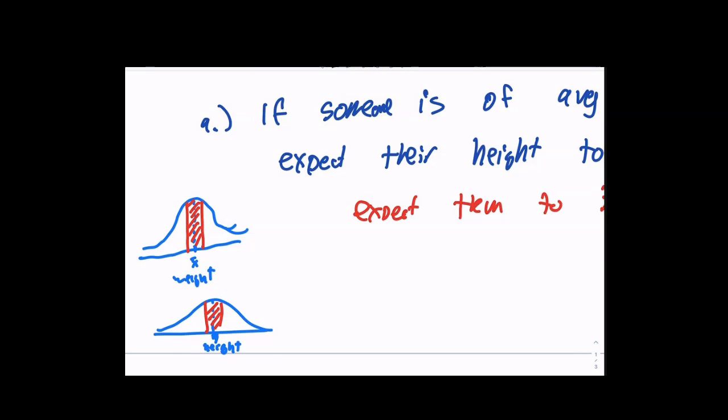I expect this person to be of average weight, because why? Because that's what they are most likely to be, or they're most likely to be close to somebody of average weight or average height. That's a very important concept.